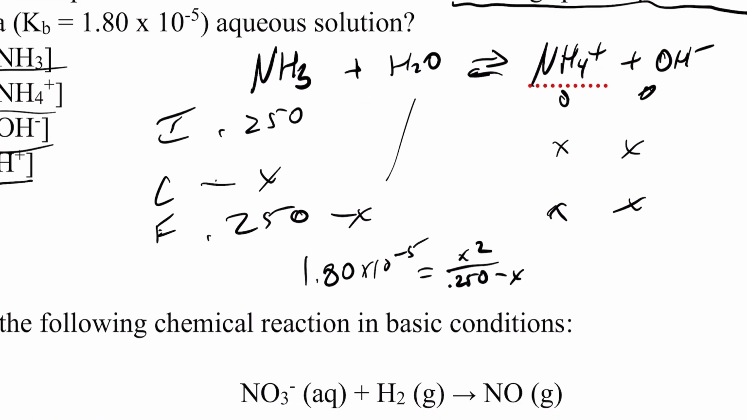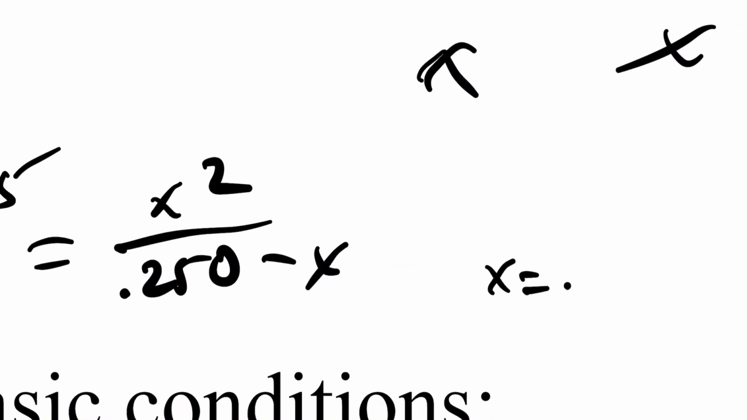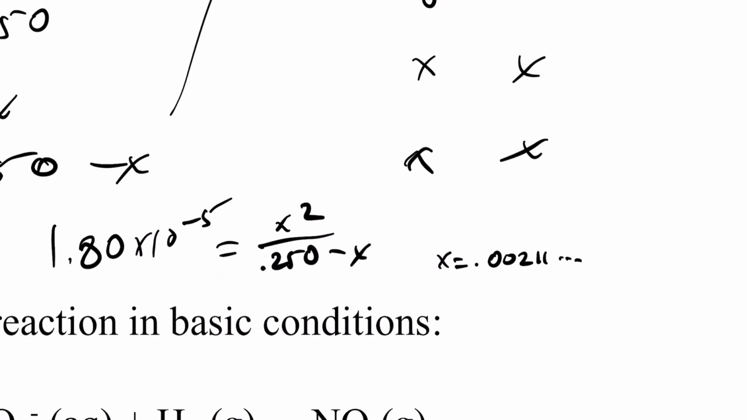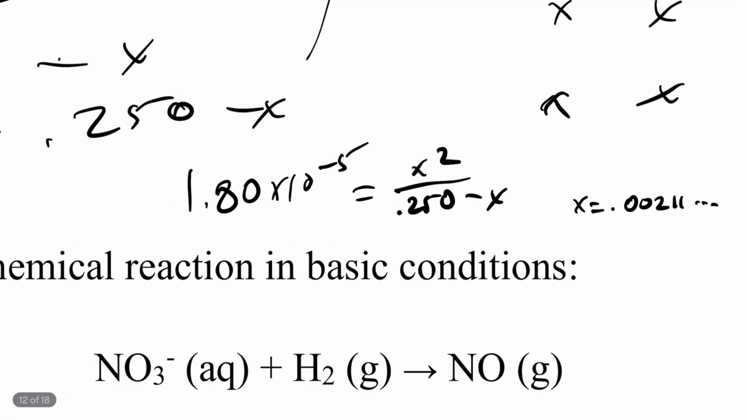So let's do this whole thing. X squared, right? I'm talking about patterns here. There's always so many patterns. 1.80 times 10 to the negative 5 times 0.250 minus x. So let's do second calc 5. Okay. X is equal to 0.00211, blah blah blah. It doesn't matter, right? Let's take x from the calculator to get 0.250 minus x.